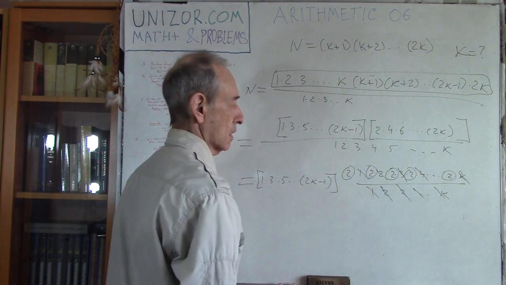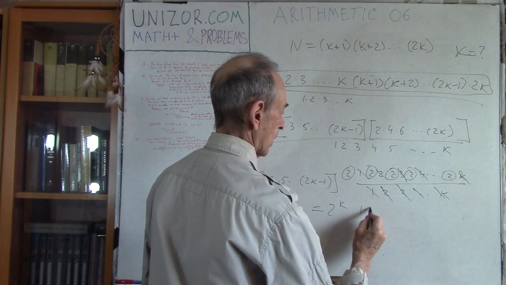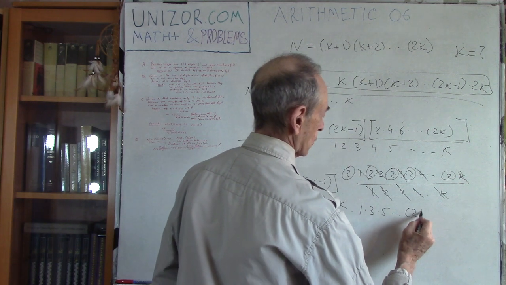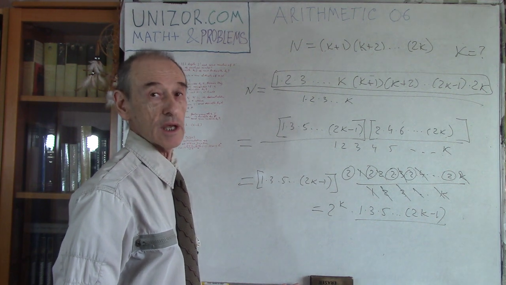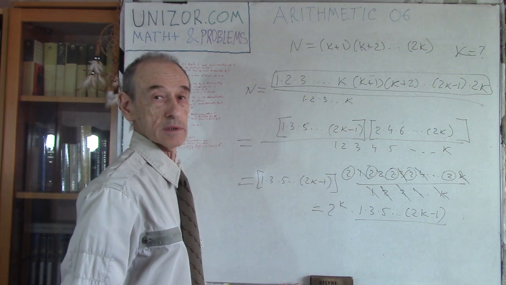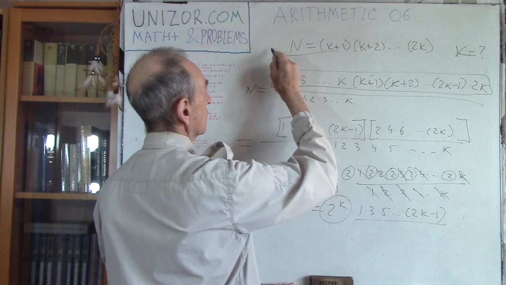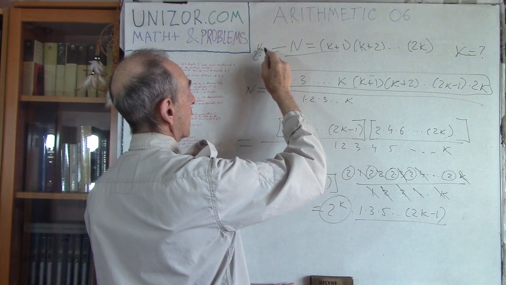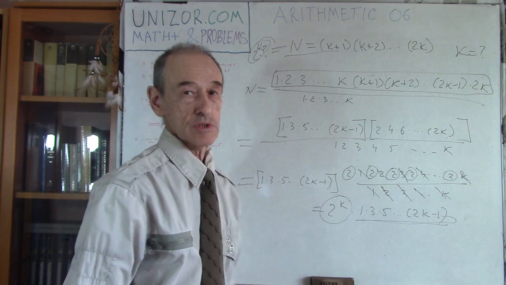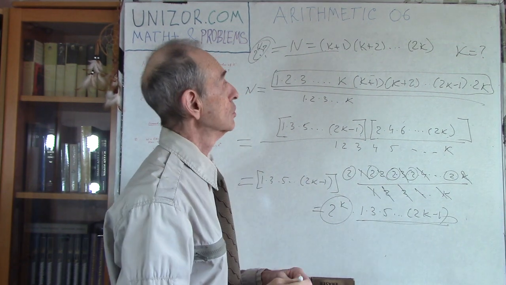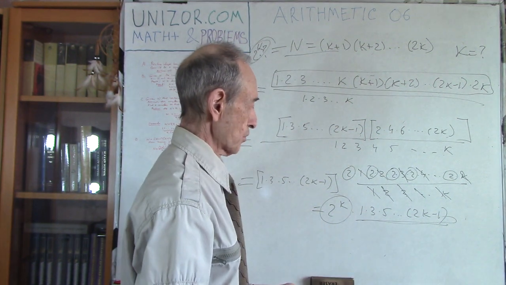How many 2s? Well, obviously k. So this is equal to 2 to the power of k times 1, 3, 5, etc., 2k minus 1. Now these are all odd numbers, so they do not contain number 2 among divisors. So all the 2s are here. So this number n is 2 to the power of k times something. The number of 2s is k, so you can divide it by 2 k times, exactly. And that's the answer to my fourth problem.